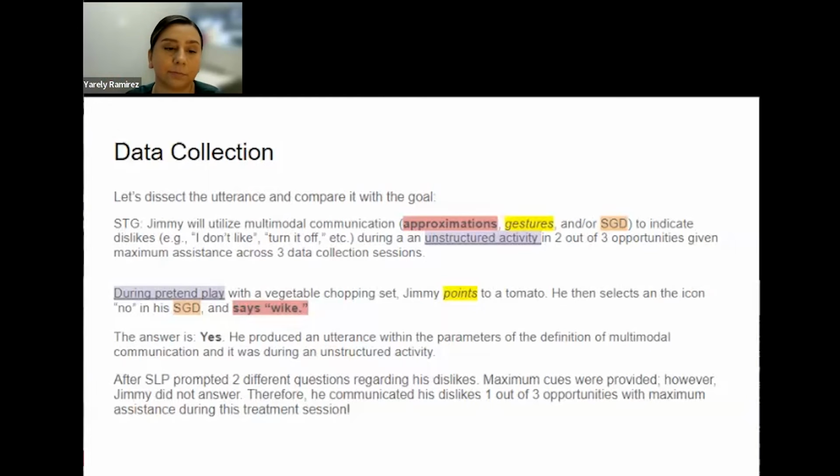He stated that. And then, I don't know if this happens to you guys, but as soon as the SLP prompted for 2 different things to see if he liked them or not, he completely stopped. He didn't want to say like anymore. He didn't want to work on it. So then maximum assistance was provided. He still wouldn't respond. So then he got a 1 out of 3 in this activity. So not quite meeting the goal, but heading towards that.